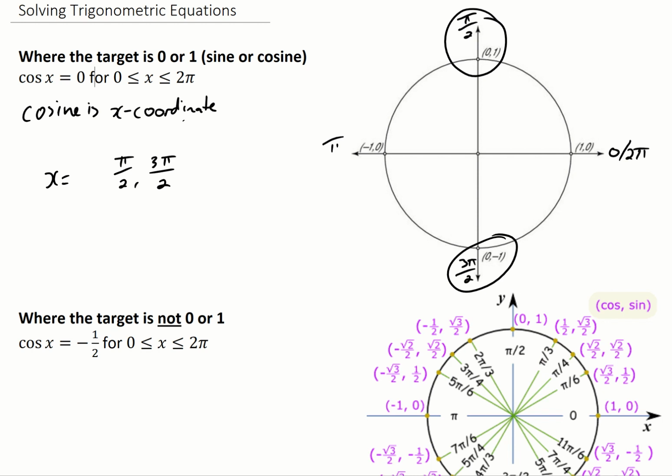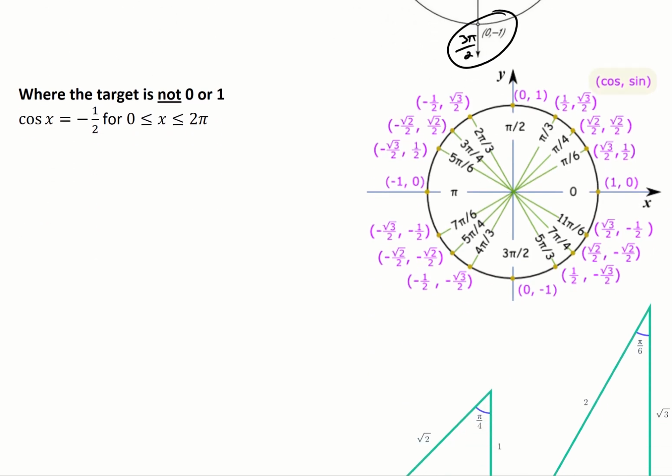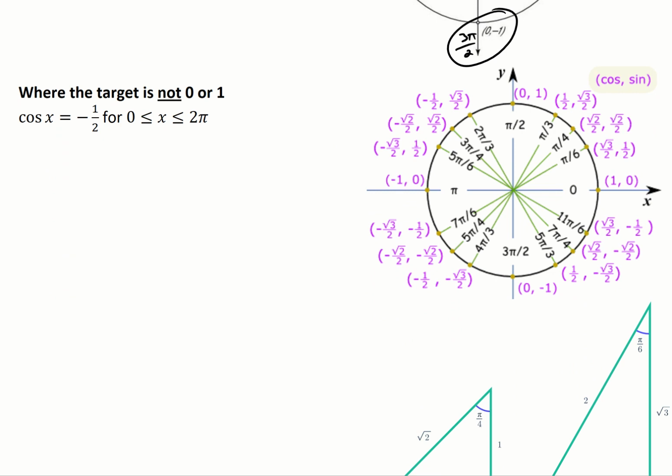So when the target isn't 0 or 1, I can still use the same sorts of ideas. So again, I know that cosine is the x-coordinate. I could look at this massive unit circle and just look for where cosine is a half or negative a half. So looking for x-coordinates where it's negative a half. So here is one, here is one, and there's some over here where it's positive. Okay, so they'll all give me some clues about how to figure this out.